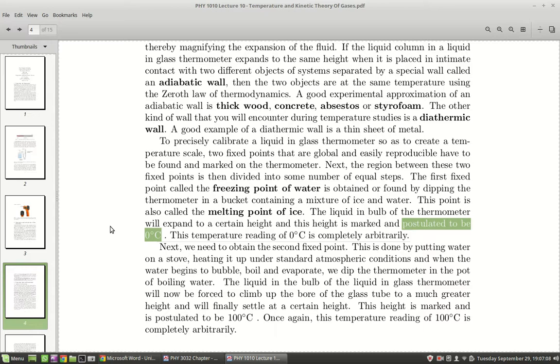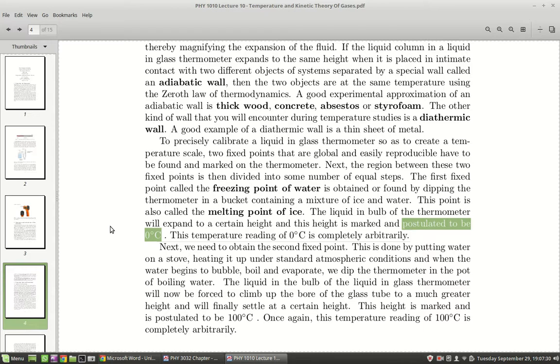Okay, so on this particular thermometer, we have marked 2 points. We have marked the freezing point of water, which we have given a value of 0 degrees. Then we have also marked the boiling point of water, which we have given a value of 100 degrees. This is without regard to how the liquid is expanding in between.